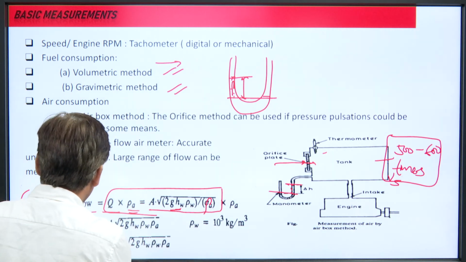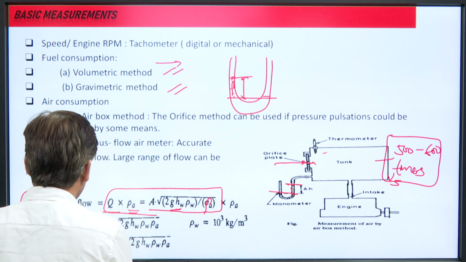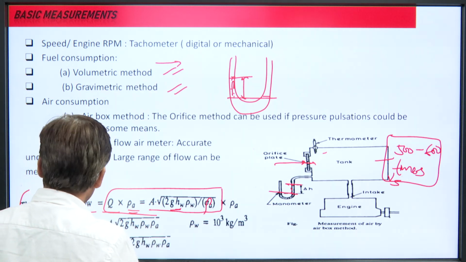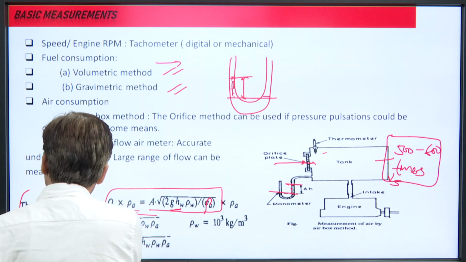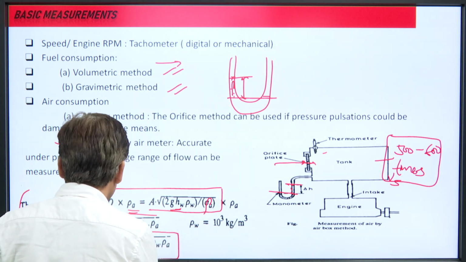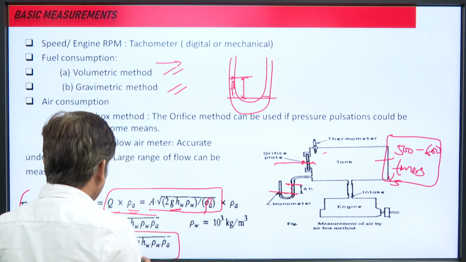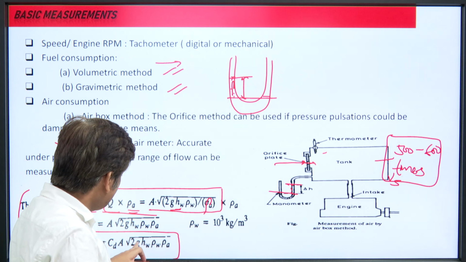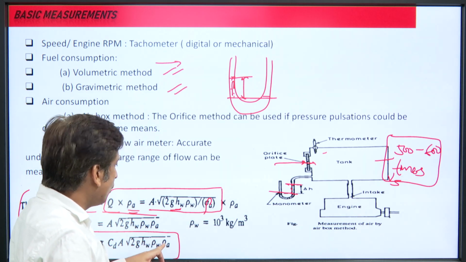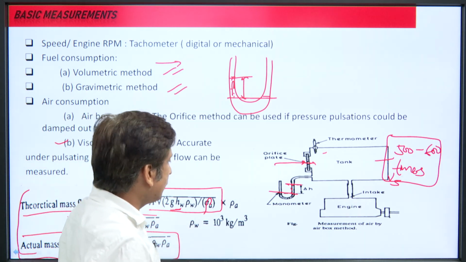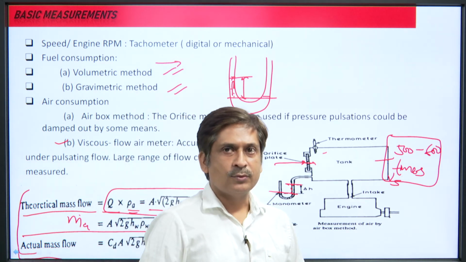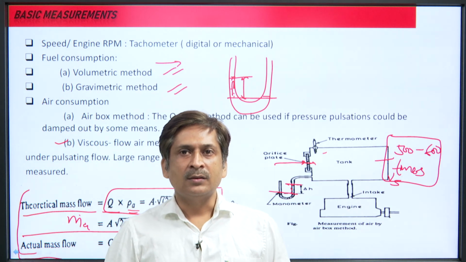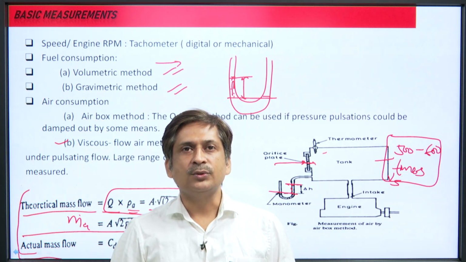So, finally, the theoretical formula for the mass flow rate of air is A under root 2 g h_w rho_w rho_a. The actual formula is obtained if we multiply this equation by the coefficient of discharge. So, the actual mass flow rate is equal to C_d A under root 2 g h_w rho_w rho_a, where rho_w is the water density, 10 to the power 3 kg per meter cube. So, with the help of this we can measure the air supply to the engine.